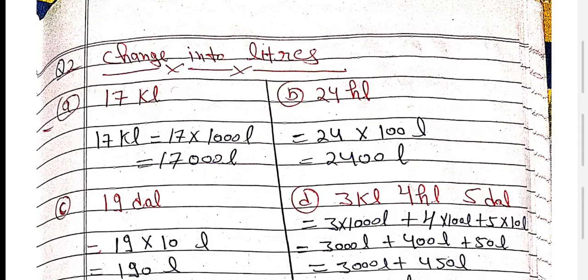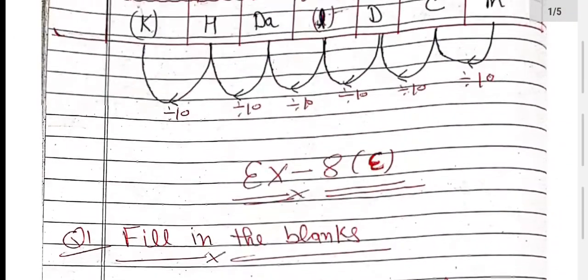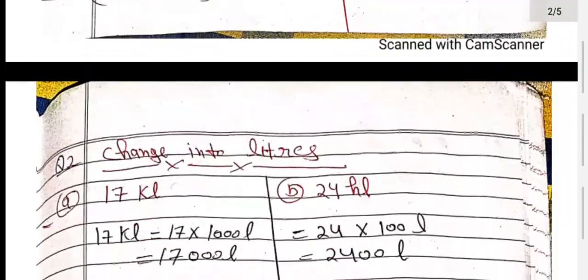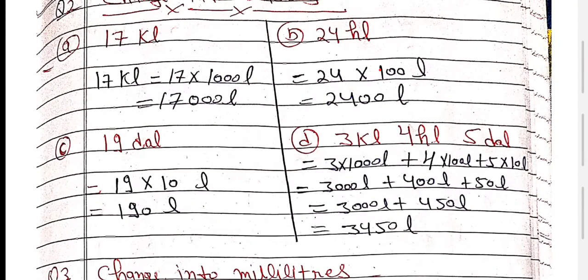Now come to the B part. B part is 24 hectoliter. Hectoliter. So you have to convert hectoliter into liters. How many steps do you have to move? One step and two step. So you have to multiply by what? 100 when you convert into liter, because two tens are there. So when you multiply, what will you get? 2400 liter. In the same way, when you convert 19 decaliter into liter, you have to multiply by only 10, it becomes 190 liter.